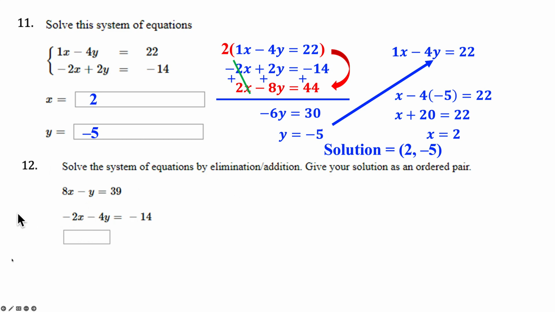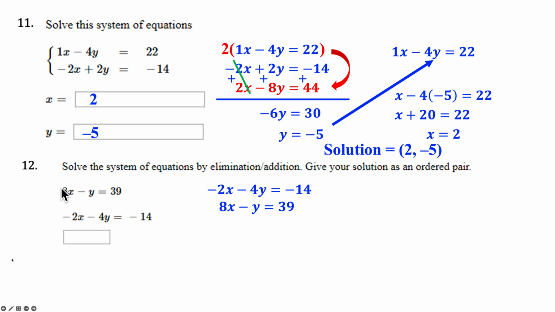I'm looking at everything to work with here. I got negative 2x minus 4y equals negative 14. I like this one because I can multiply negative 2x by a 4 and I can get this 8x. I don't like the y's because the signs are the same. So I'm going to work with these two.